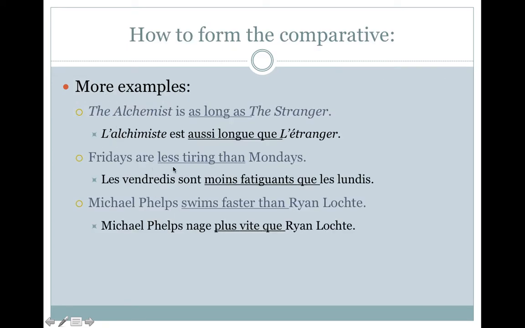Sorry, we're going to go back to this real quick because the one pattern that I want us to see is that for the comparative, you always have to have either aussi, moins, or plus, then the adjective or adverb, and then que. So we have aussi long que, moins fatigant que, plus vite que. If you're missing plus, moins, or aussi, or you're missing the que afterwards, it's not the correct comparative. Those are very important here.